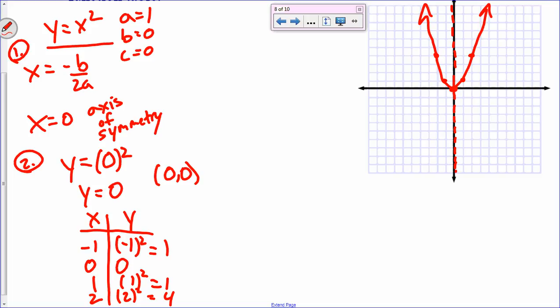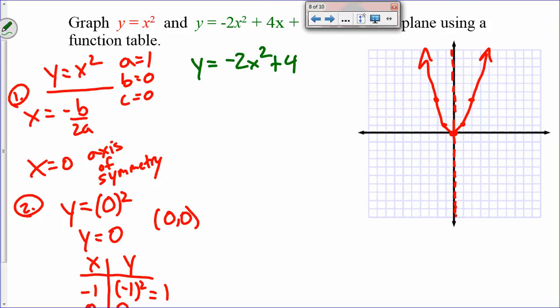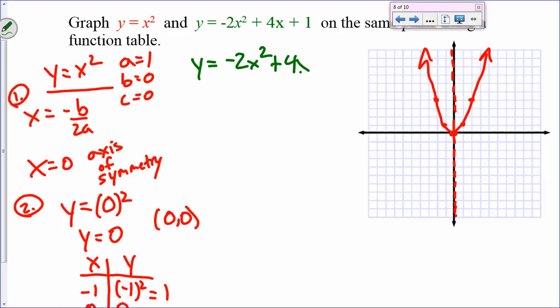Okay. So let's follow the same process. In green this time, we'll graph our next equation, which was y equals negative 2x squared plus 4x plus 1. And we're going to graph it on the same plane. This is going to get pretty crowded pretty quickly. On your homework, you're only asked to graph one on each.